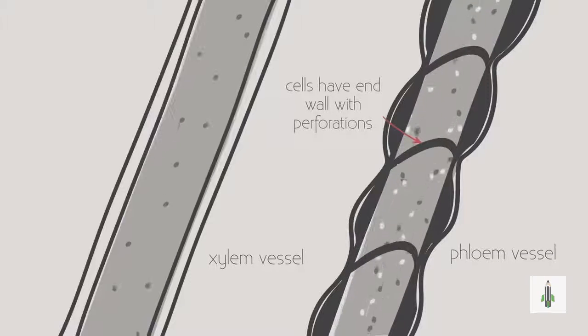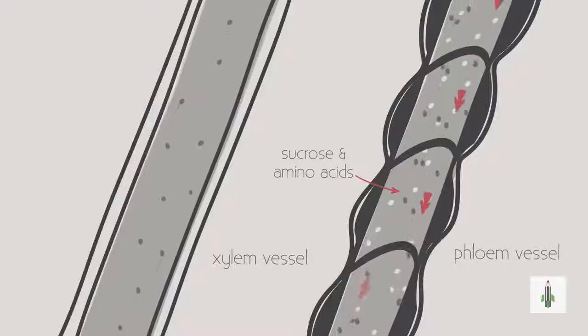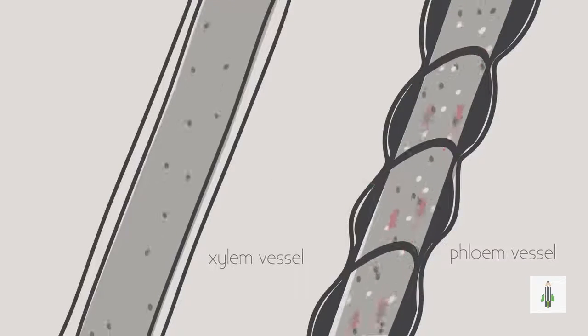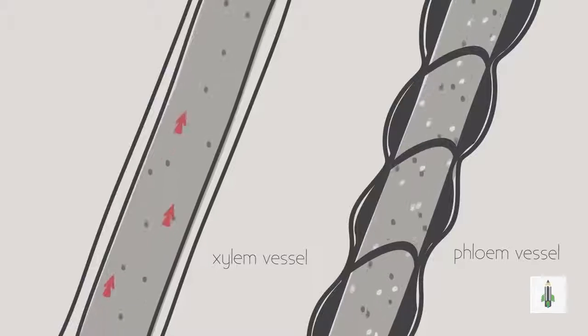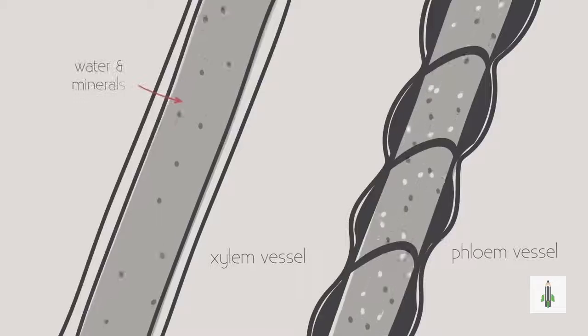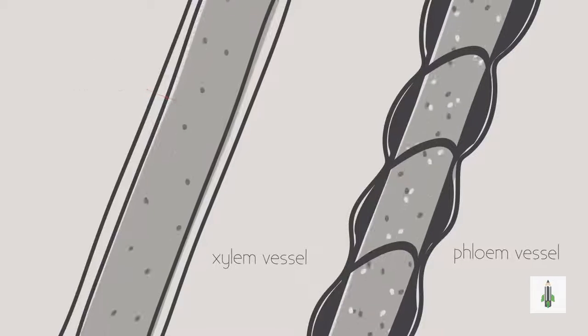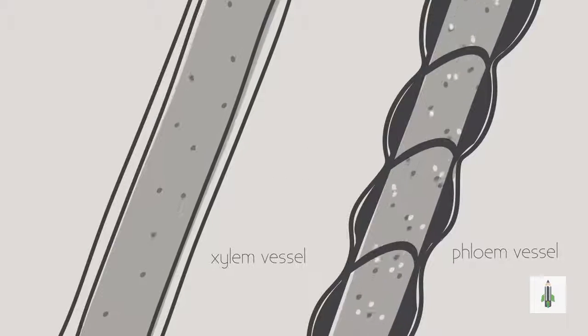The phloem vessels are made up of living cells. They transport sucrose and amino acids up and down the plant depending upon where they are needed, whereas in the xylem the movement is just one way from the roots up to the leaves. So we know that water and minerals go up the xylem and amino acids and glucose go up and down the phloem. But how? In the second part of this video, we are going to look at the xylem and transpiration.